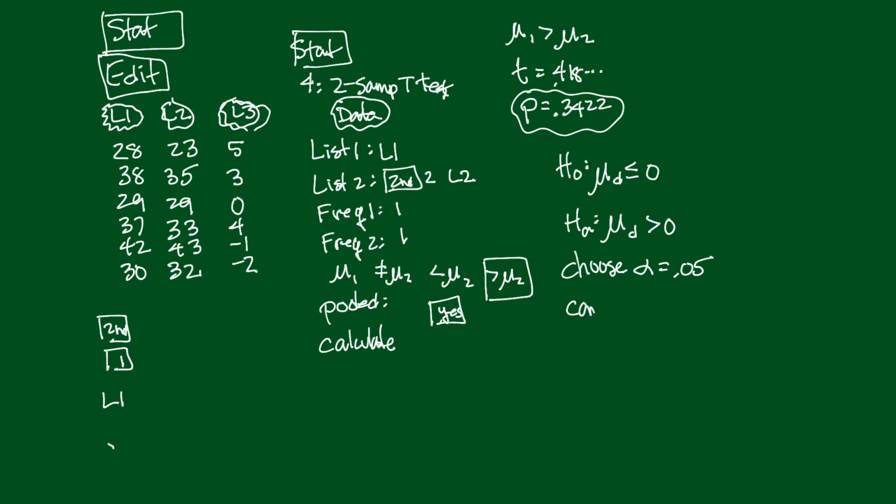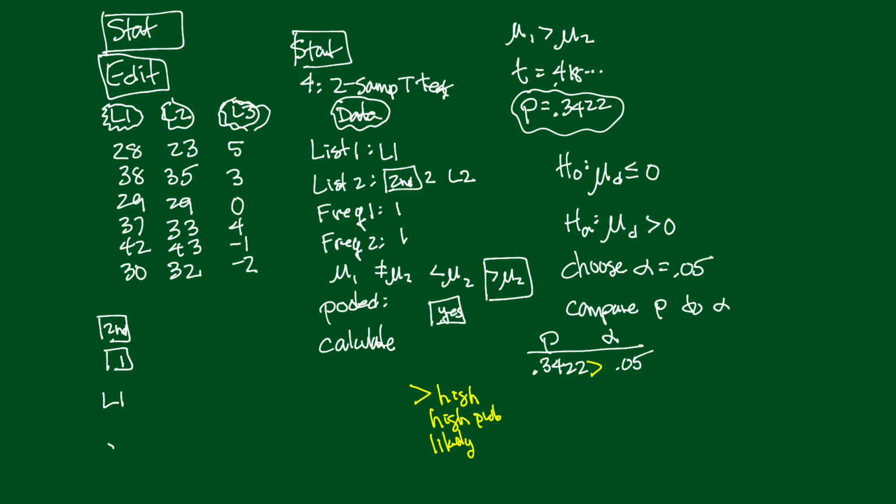So now you compare P to alpha. Okay, I'll write a little table. P, alpha. All right, P is 0.3422. Alpha is 0.05. Clearly, P is greater than alpha. Now we've got to remember what to do. Does that say reject H naught or fail to reject H naught? I remember it this way. Greater than means high. I'm dealing with the p-value, so it's high probability. And if it's a high probability, it's likely. So I'm likely to see this. So I will fail to reject, right? If it's likely, I'm not going to reject. Fail to reject H naught.